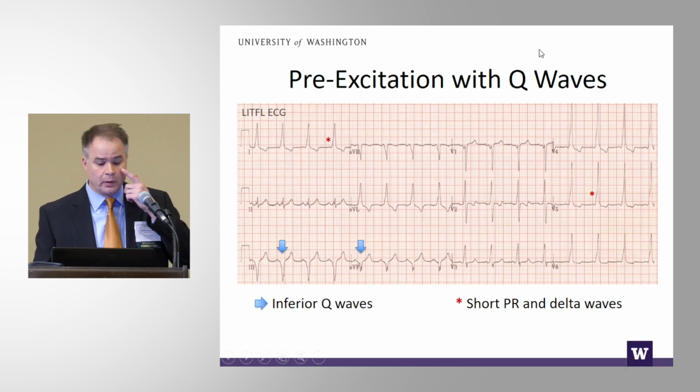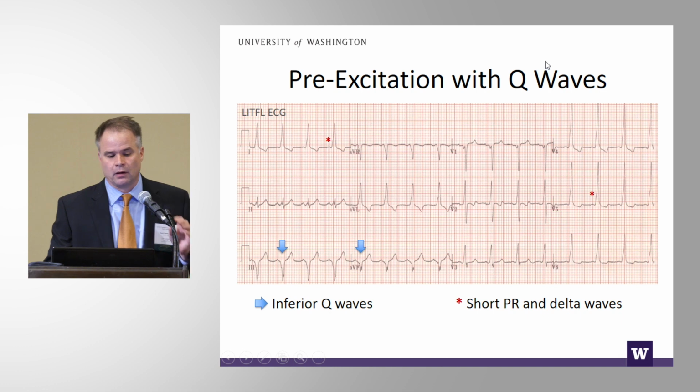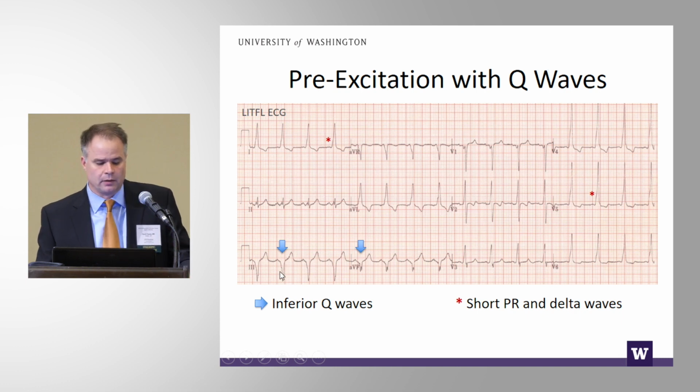Here's an example of some Q waves that we see associated with Wolff-Parkinson-White syndrome, and these are down here in sort of the inferior leads. You can see the Q waves right there. You should also note the short PR interval and the delta waves, but when you see the Q waves, one of the things you should be looking for is: is this a WPW pattern that's being masked?